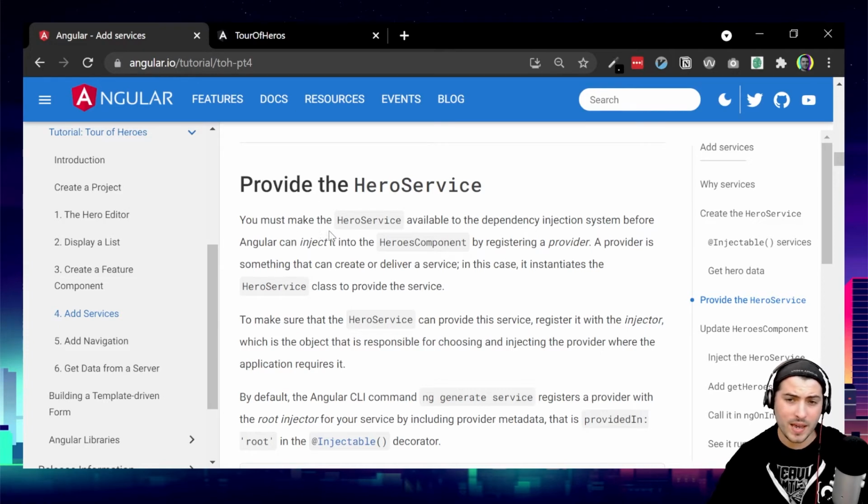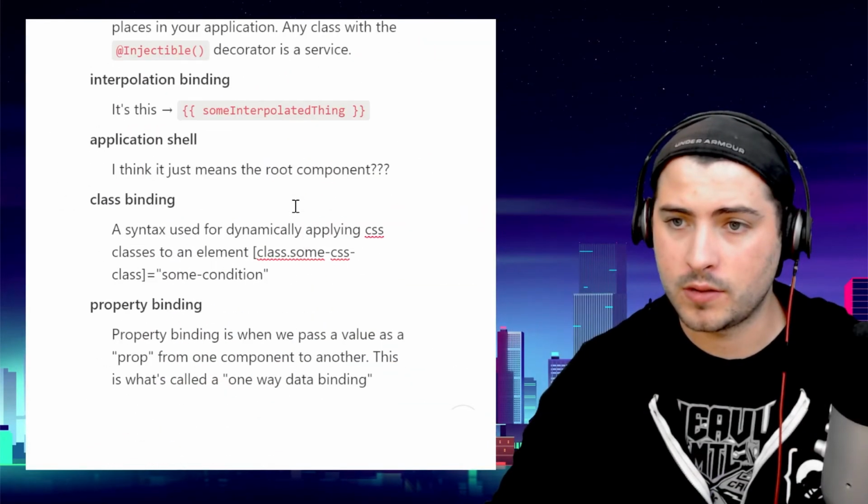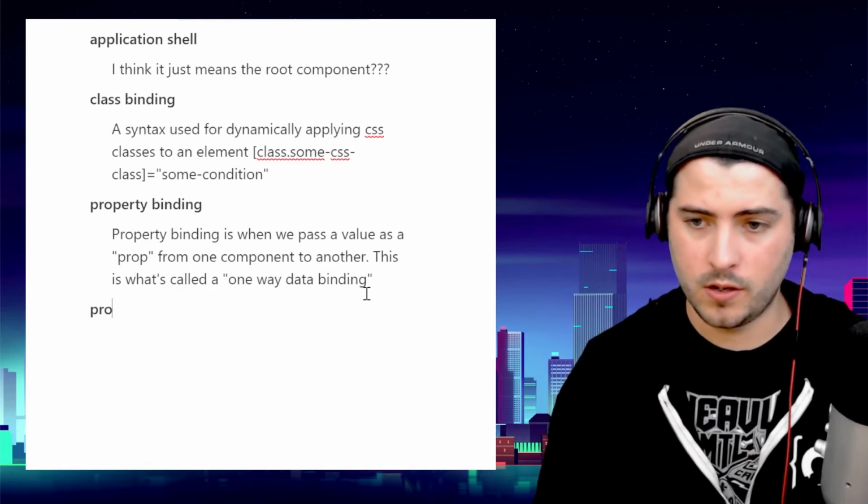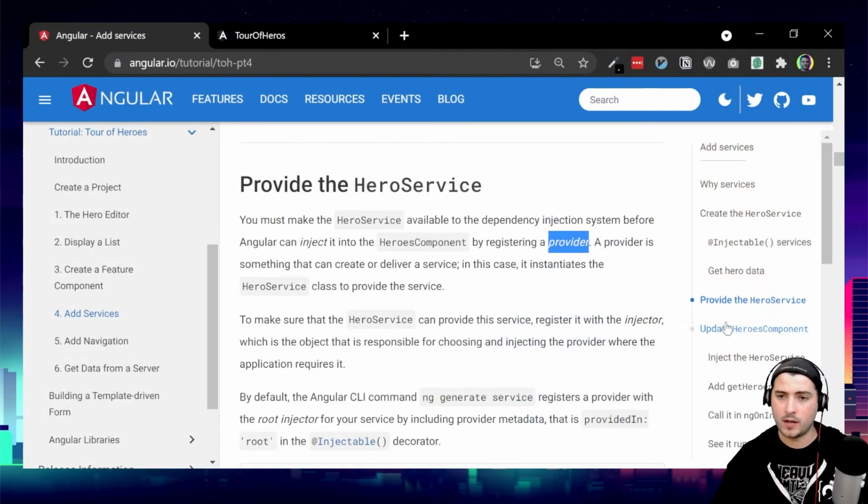So you must make the hero service available to the dependency injection system before Angular can inject it into the heroes component by registering a provider. Seems like a new term for our glossary, provider. Let's go down here and we will say provider. A provider is something that can create or deliver a service. In this case, it instantiates the hero service class to provide the service.